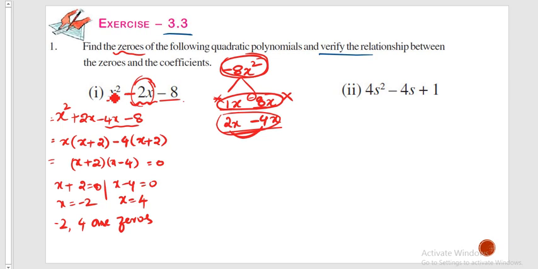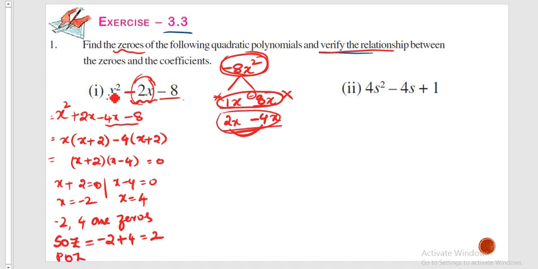Now next what we need to do, we need to verify the relation. So before going to that, first of all we are going to find out the sum of zeros. So already we have discussed, I am going to express this in short form. So sum of zeros, how much? Minus 2 plus 4. So what is the value of 4 minus 2? It is nothing but 2. The same way, product of zeros. So what is product of zeros? Minus 2 into 4, which is nothing but minus 8. So by obtaining the zeros, we have done the sum of zeros and product of zeros.